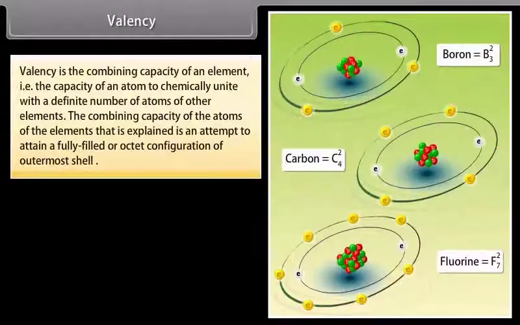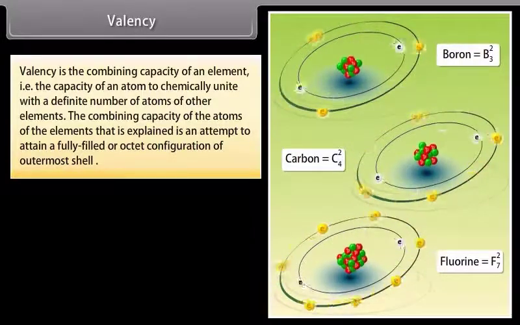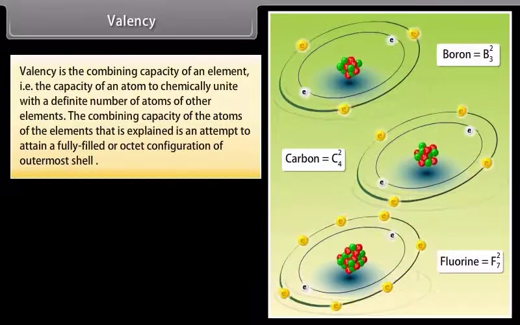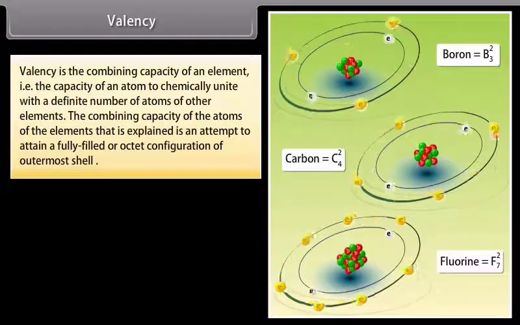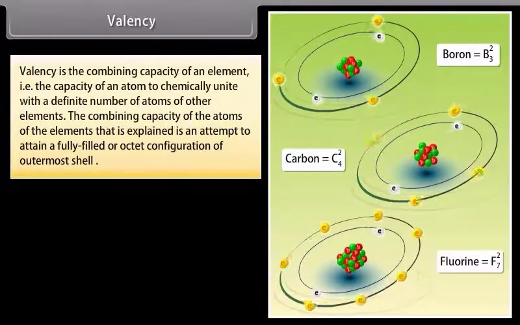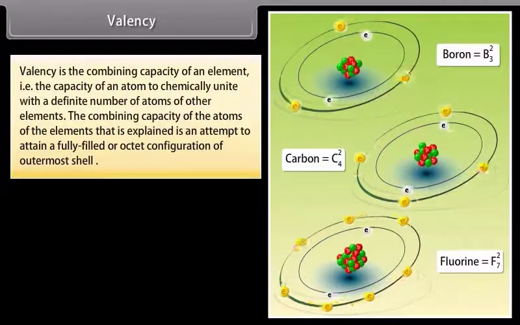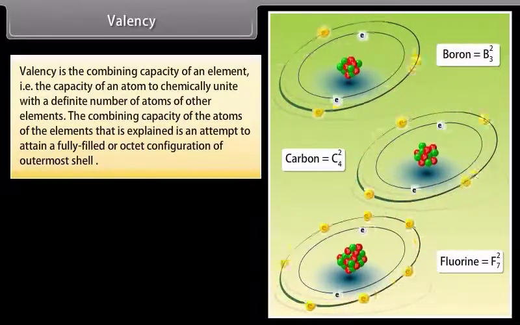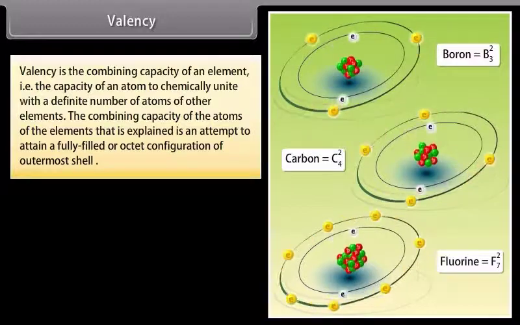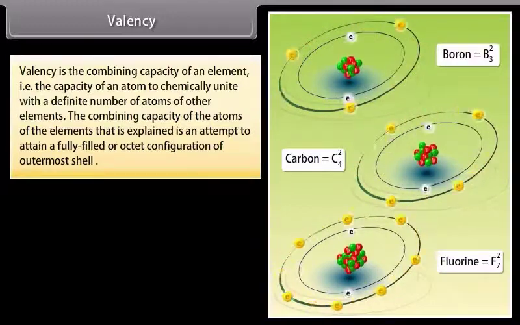Valency. Valency is the combining capacity of an element, that is, the capacity of an atom to chemically unite with a definite number of atoms of other elements. The combining capacity of the atoms of the elements is explained in an attempt to attain a fully filled or octet configuration of the outermost shell.